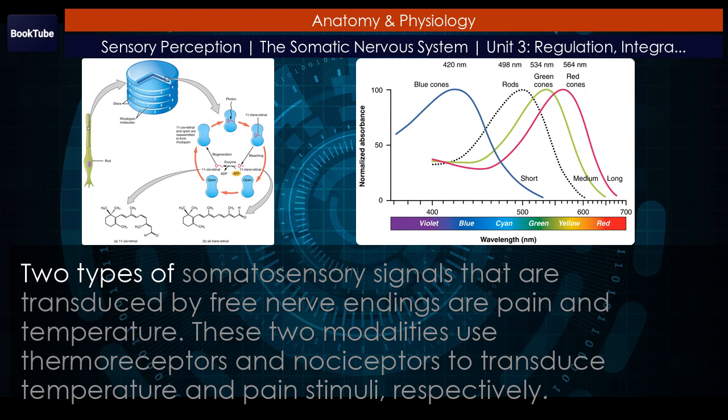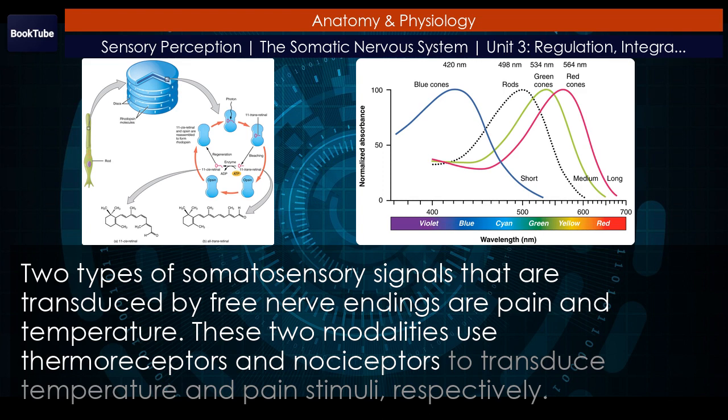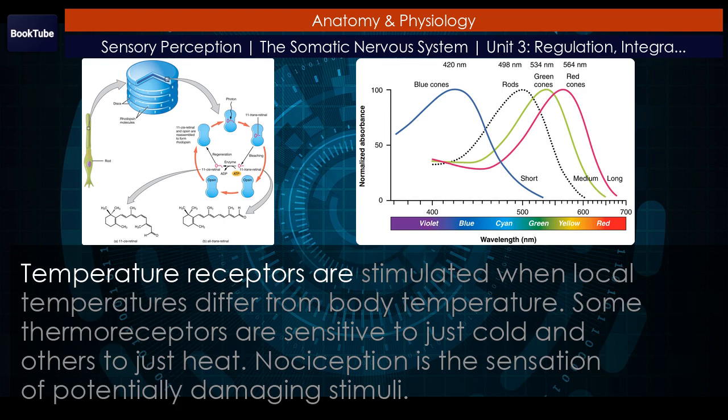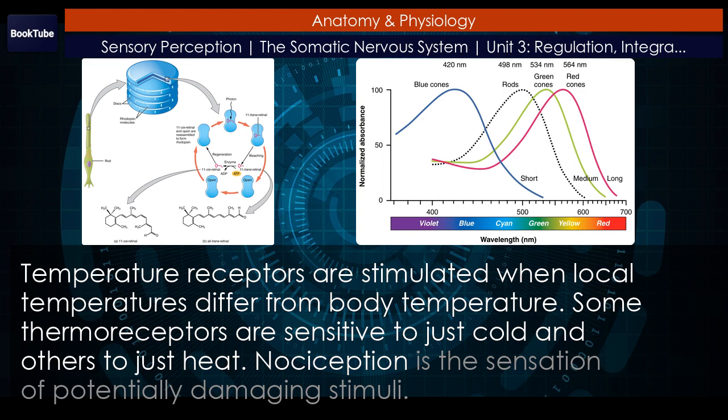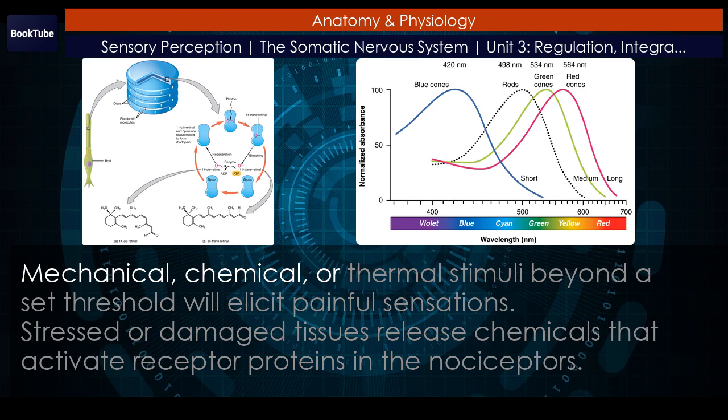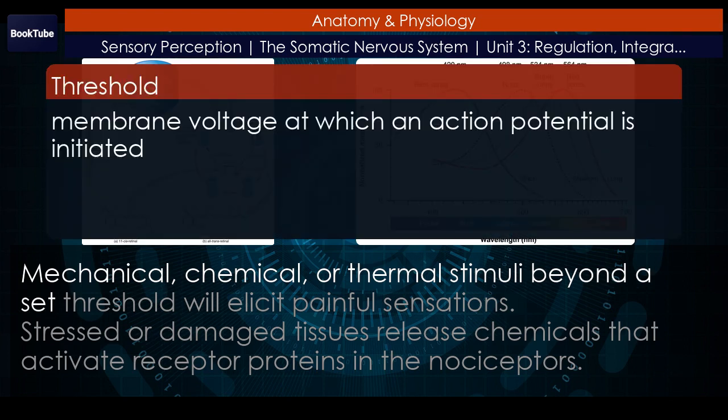Two types of somatosensory signals that are transduced by free nerve endings are pain and temperature. These two modalities use thermoreceptors and nociceptors to transduce temperature and pain stimuli, respectively. Temperature receptors are stimulated when local temperatures differ from body temperature. Some thermoreceptors are sensitive to just cold and others to just heat. Nociception is the sensation of potentially damaging stimuli. Mechanical, chemical, or thermal stimuli beyond a set threshold will elicit painful sensations.